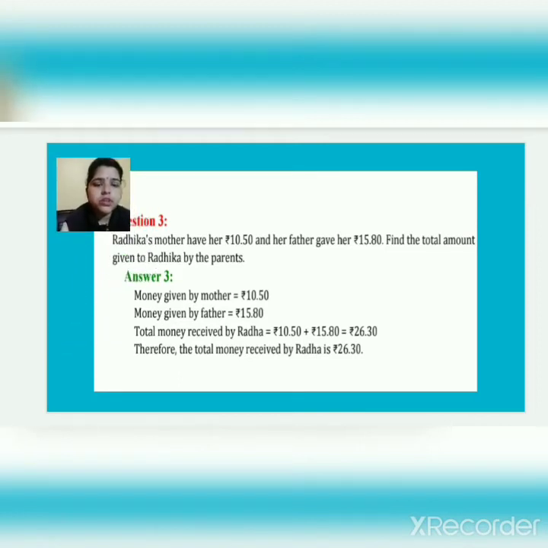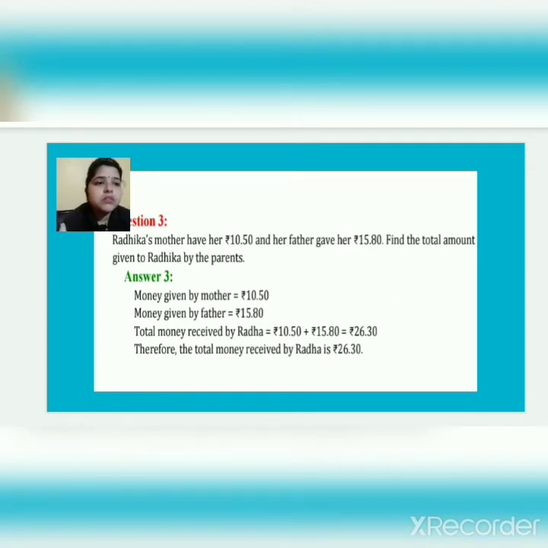Question number 3. Radhika's mother gave her rupees 10.50 and her father gave her rupees 15.80. Find the total amount given to Radhika by the parents. So how much did her mother give her? Rupees 10.50 and father gave her 15.80. It is asking the total amount given to Radhika by her parents. The total money received by Radhika will be rupees 10.50 plus 15.80, which equals 26.30.